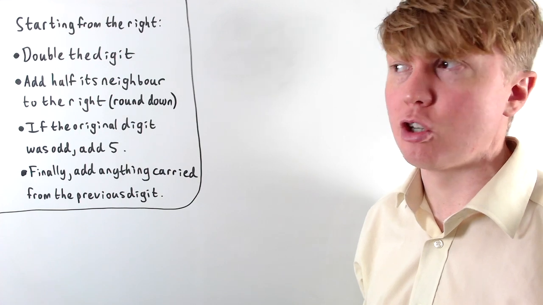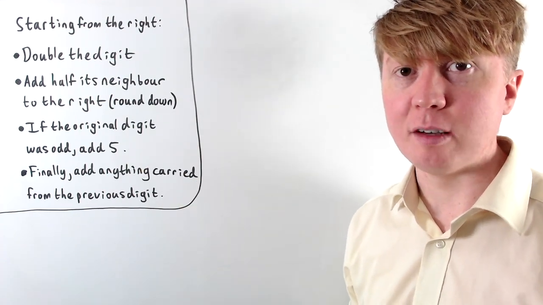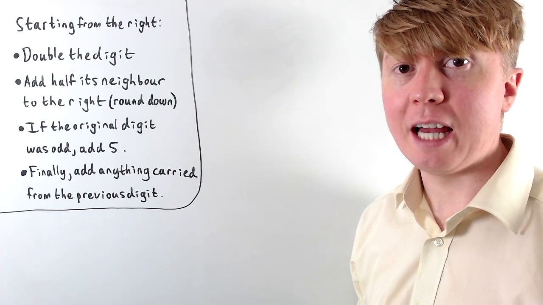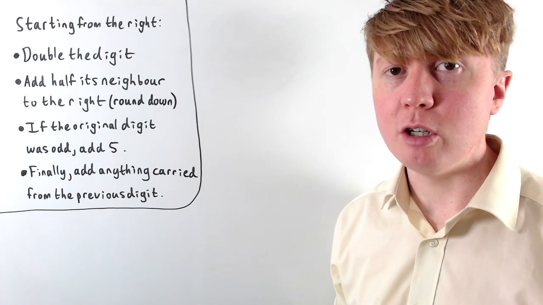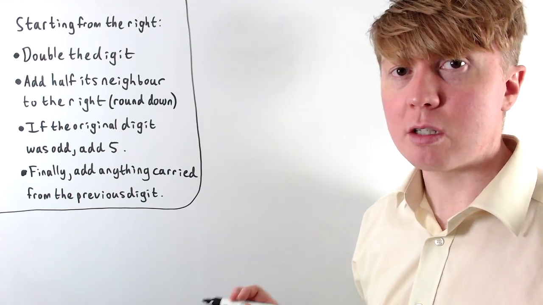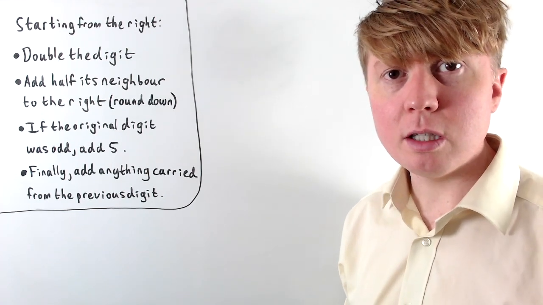and then if that original digit we were working with was odd, we'd need to add 5 to that. Then finally at the end of this process you would add in anything that perhaps needed to be carried over from the previous digits. Then you keep working, going from the units column to the tens column to the hundreds and so on. So let's look at this with an example.